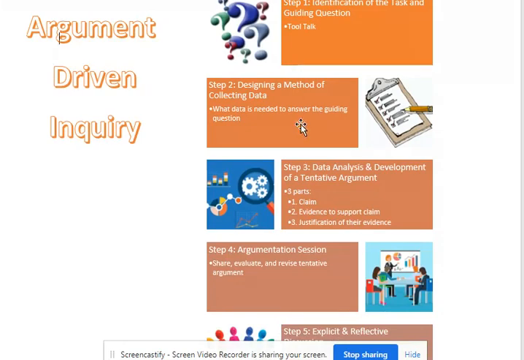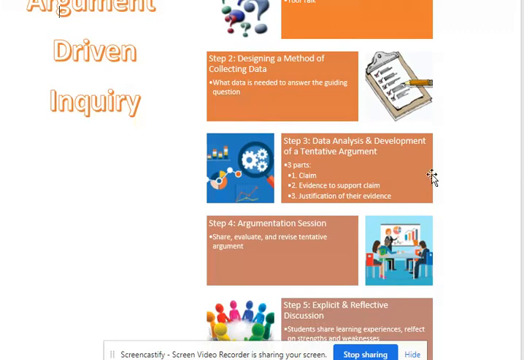Step 2, designing a method of collecting data. So instead of just having directions of step 1, do this, step 2, do this that I make for you, the goal of this is you're going to actually design your own method because science in the real world forces scientists to actually design that method. Okay? And so when you're designing your method, you need to be thinking what data is needed to answer that guiding question. And so when you keep that in mind, that'll be how you determine, well, what am I going to actually do to generate this data?